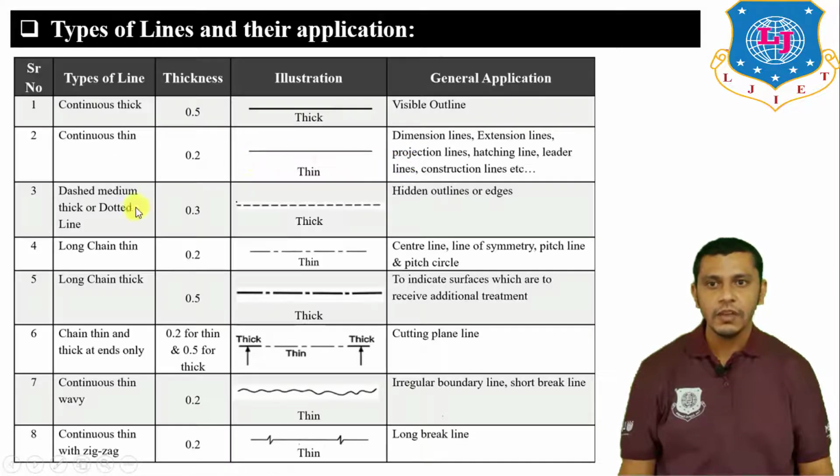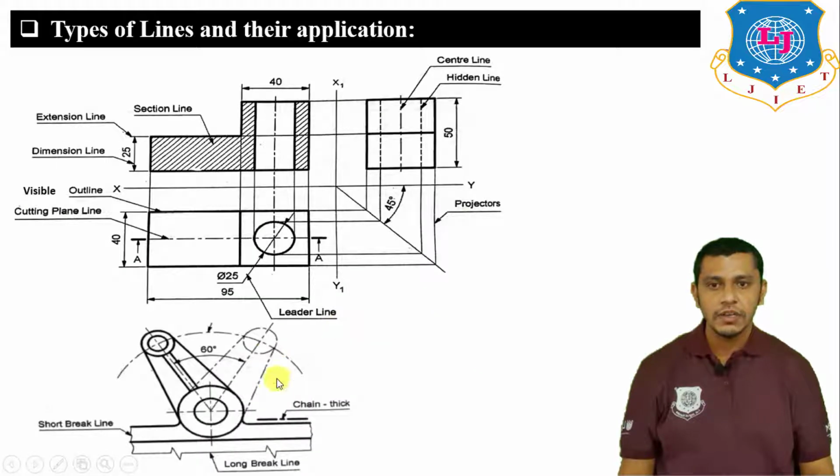Now next is long chain thick. It is 0.5 mm in thickness. So if we want to draw this line, we will use an H pencil. It is darker in shade. So to indicate a surface which requires some additional treatment, we will use this line. So in this figure, here we have shown the chain thick line. That means this surface requires the additional treatment.